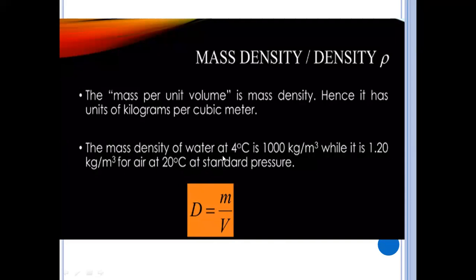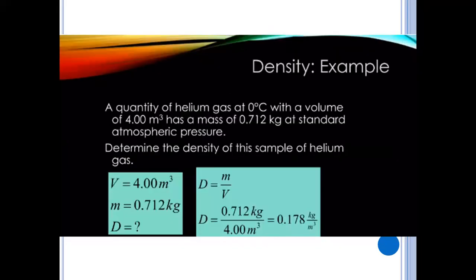For example, the density of water is 1000 kg per meter cube. The unit of mass is kg, and volume is always in meter cube, so the unit will be kg per meter cube. Some examples are solved here to determine the density of a material. Here is the density of helium at a given temperature. The volume is given and the mass is also given. We need to determine the density of helium gas. By using the formula, we'll be able to find the density of helium gas in kg per meter cube. Is that clear?